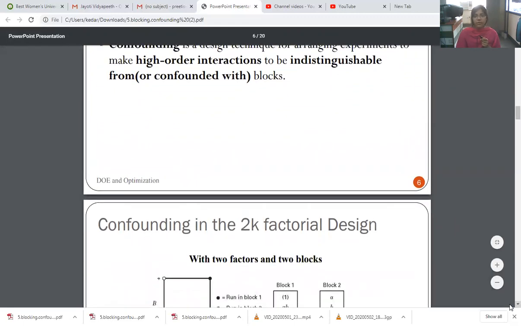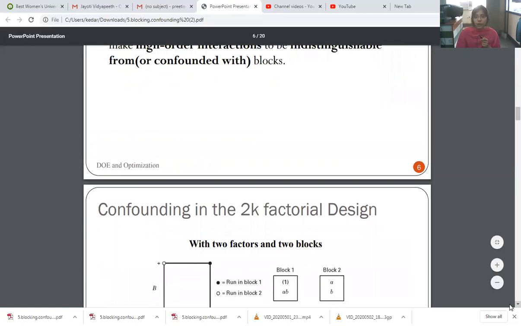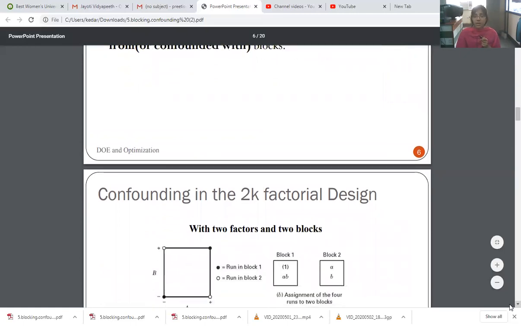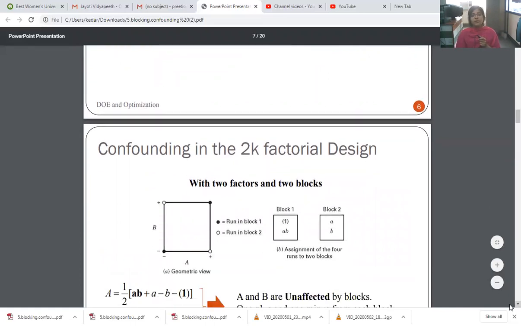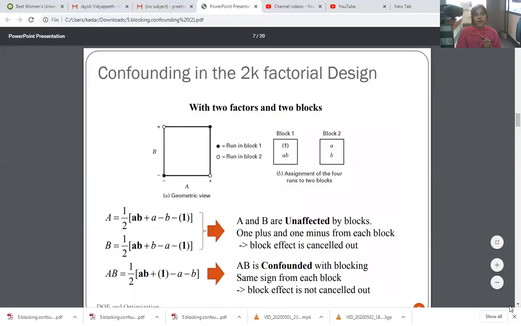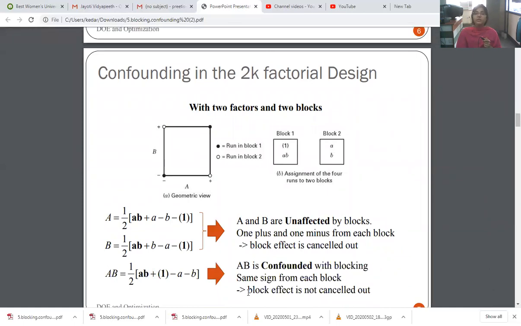Confounding in the 2^k factorial design with 2 factors in 2 blocks. Block 1 contains ab and (1), and block 2 contains a and b separately. For example, we use a black dot for the runs in block 1 and a hollow dot for the runs in block 2. So calculate: A is equal to half of [ab + a - b - (1)], B is equal to half of [ab + b - a - (1)], and AB is equal to half of [ab + (1) - a - b].